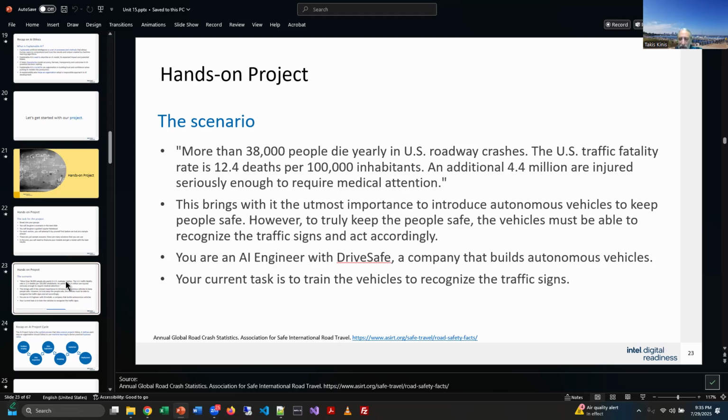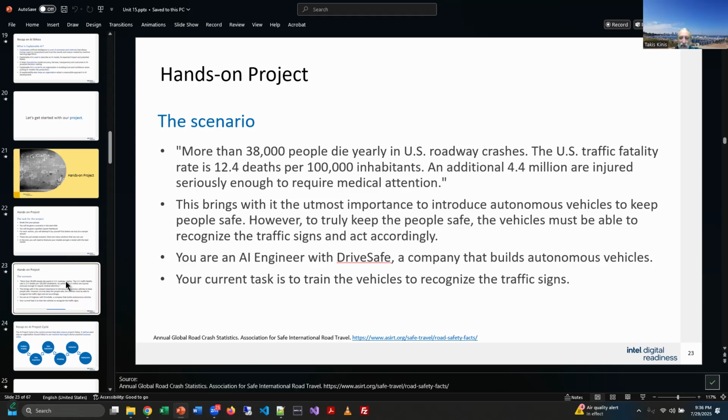It says, however, to truly keep people safe, vehicles must be able to recognize the traffic signs and act accordingly. All right, here's a classic problem in Wisconsin, right? Doesn't happen down south, for example. Driving down the freeway, it's snowing, and it's that wet, sticky snow, and then the signs get covered up. Was that my exit? Or what is the speed limit? You guys ever have that scenario? Yeah, right. That's really bad, actually.